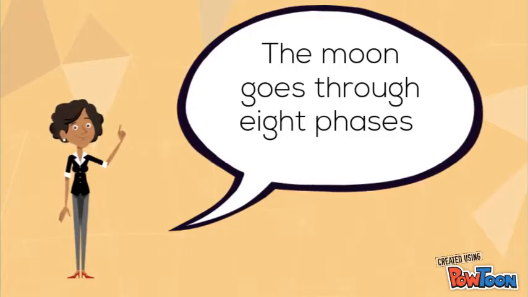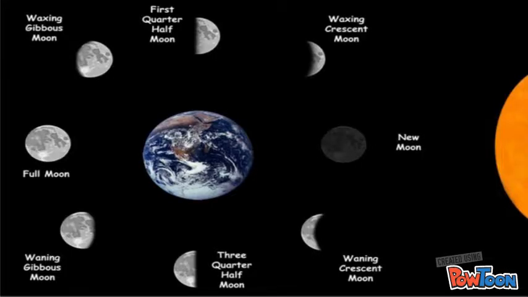She started with the moon goes through 8 phases, which is the first thing about the moon that he should know about. In this picture, we can see that the moon goes through 8 phases, and the phases can take about 27 days.